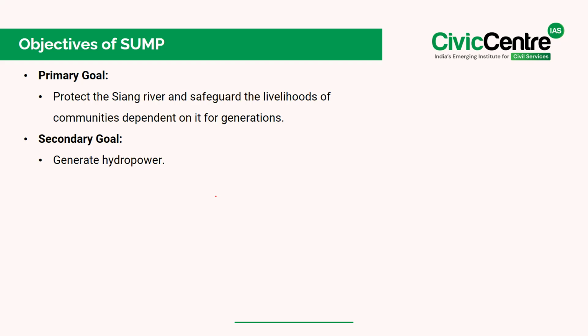Moving on to talk about the objectives. See, the primary objective or the goal is to protect the Siang River and safeguard the livelihoods of communities dependent on it for generations. The secondary goal is to generate the hydropower.